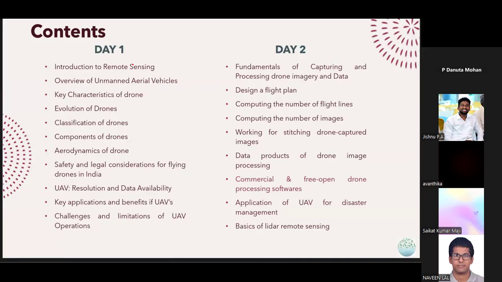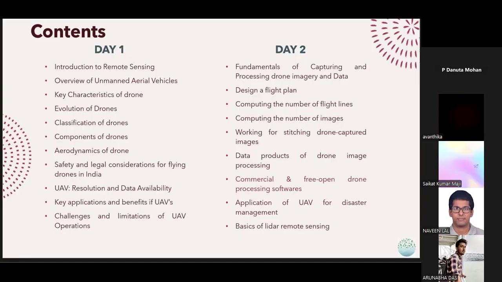In day one, we went through the introduction of remote sensing first. We answered the questions: what is remote sensing, why are we choosing remote sensing, and why is there an advancement in the field of remote sensing? Then, how does remote sensing happen, and what are the types of remote sensing? We talked about active as well as passive remote sensing, and I wound up that session by talking about the use of both active and passive sensors in remote sensing.